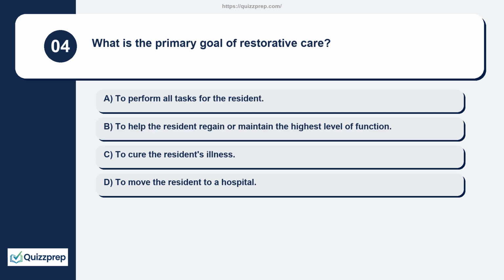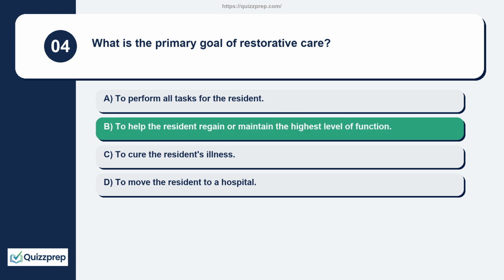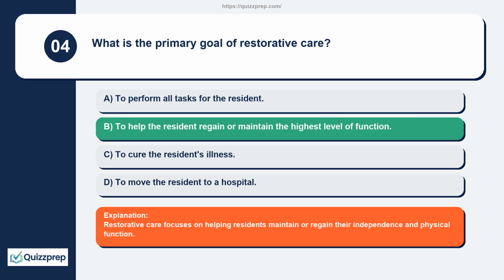Question 4. What is the primary goal of restorative care? To perform all tasks for the resident, to help the resident regain or maintain the highest level of function, to cure the resident's illness, to move the resident to a hospital. Restorative care focuses on helping residents maintain or regain their independence and physical function.